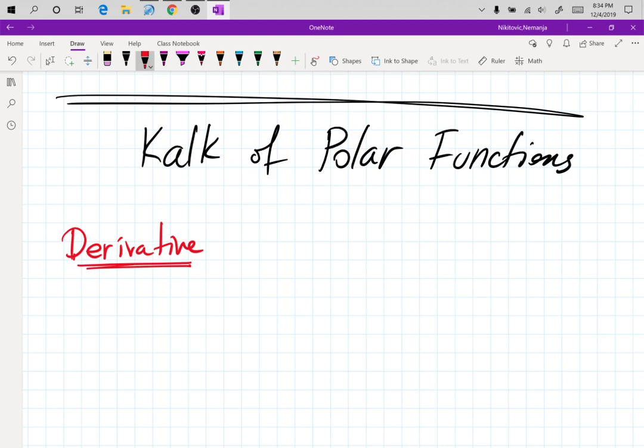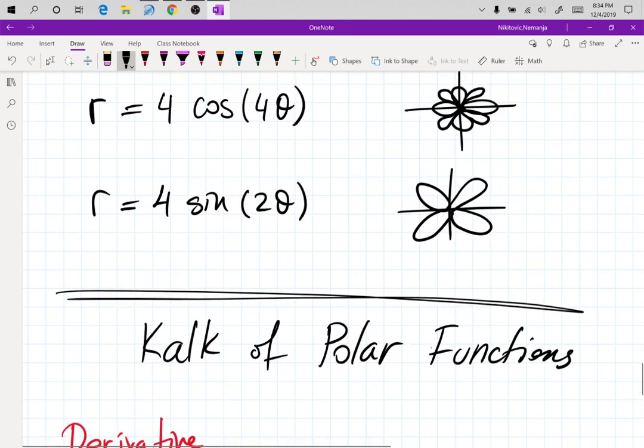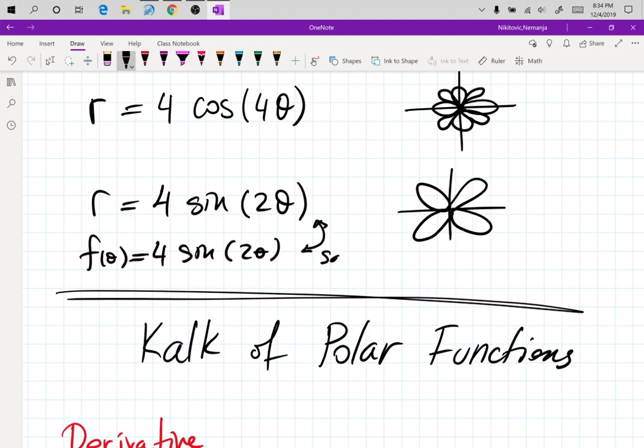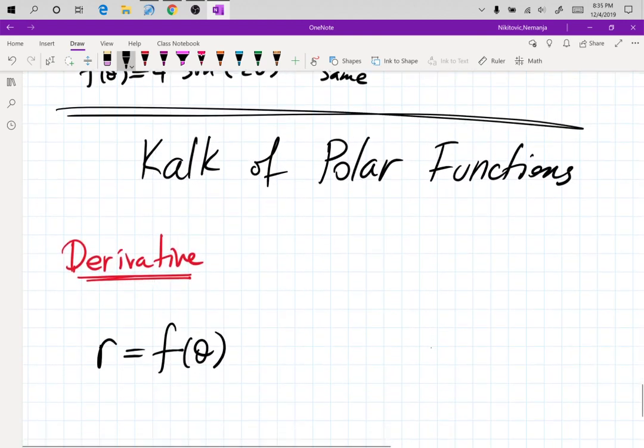Now, what do I have? I have some function r equals f of theta. And here are the examples, right? Those are the functions. I can write this as f of theta is equal to 4 sine 2 theta. That's the same. Just like you can write y equals x squared or f of x equals x squared, right? It's the same meaning. You either use y or use f of x. So now you can use r or you can use f of theta, because they mean the same.